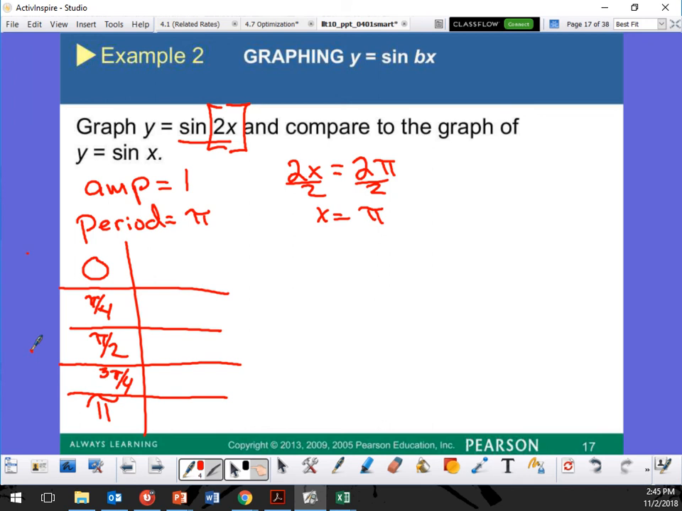Okay, good. So we're going to find these values now. Sine is always talking about my y value, right? So let's take a look. 0 times 2 is 0. What's the sine at 0? 0.